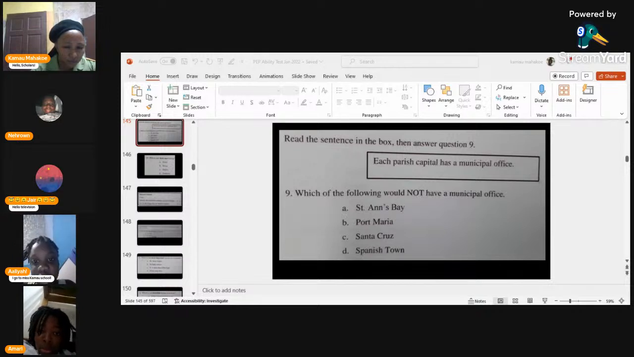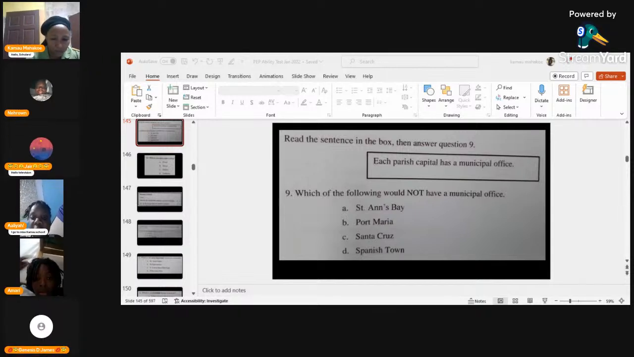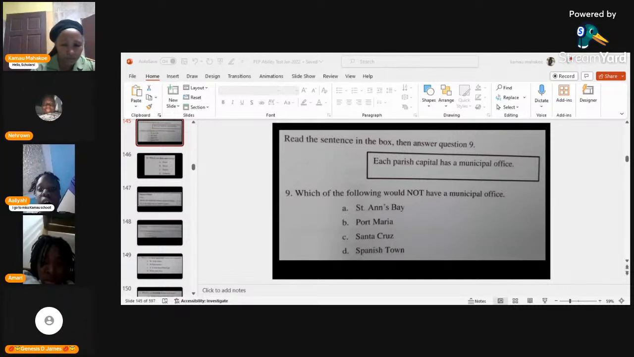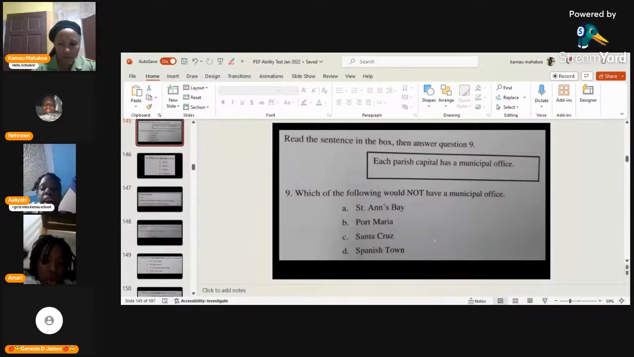Read the sentence in the box, then answer question 9. Each parish capital has a principal office. Number 9. Which of the following would not have a principal office? A. St. Anne's Bay. B. Port Maria. C. Santa Cruz. D. Spanish Town. Read that sentence again, Alia. The word is municipal office, not principal office.